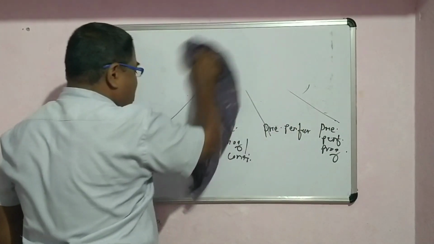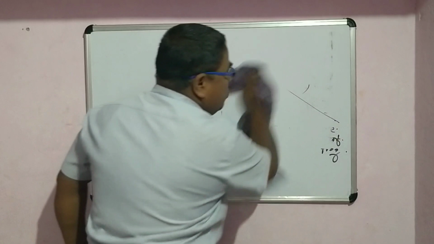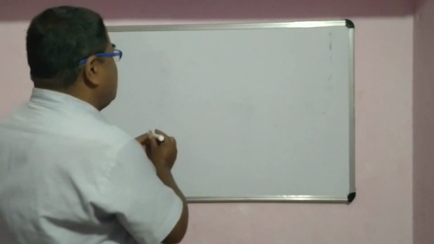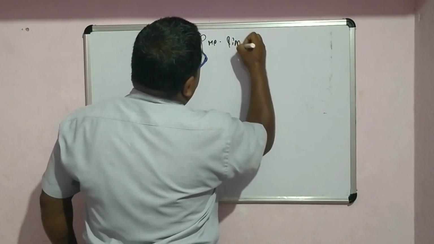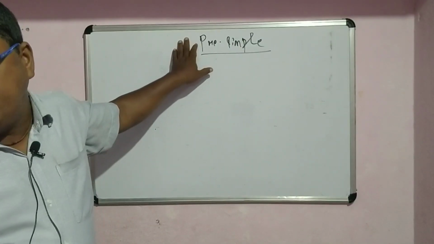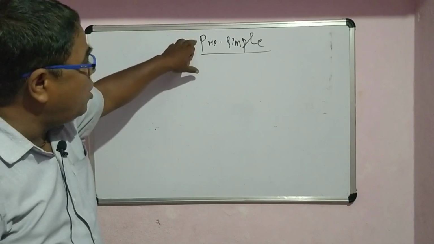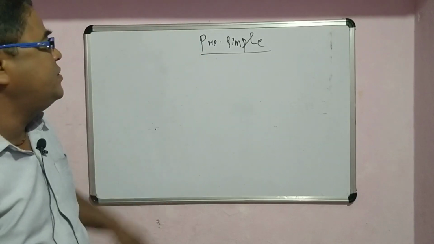At first, we will concentrate on present simple. The first form of a present tense is called present simple. Earlier, grammarians called this present simple as present indefinite. But nowadays, it is more famous as present simple, which is the first form of the present tense.